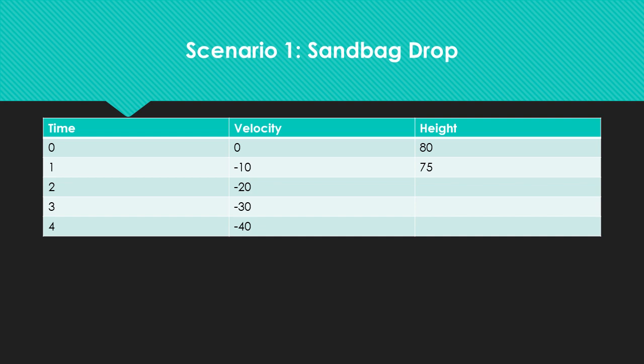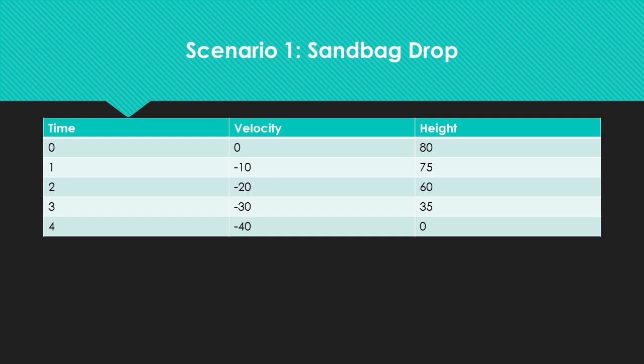So just to continue on like that, for time t equals 2, I'll add -20 and -10. That's -30 divided by 2 is -15, and -15 plus 75 is 60. For time t equals 3, it's -30 and -20. That's -50 divided by 2 is -25. Negative 25 plus 60 is 35. And then lastly, for time t equals 4, we'll do negative 40 plus negative 30, that's negative 70. Negative 70 divided by 2 is negative 35. And negative 35 plus 35 is 0. So that means at time t equals 4, the sandbag has hit the ground.